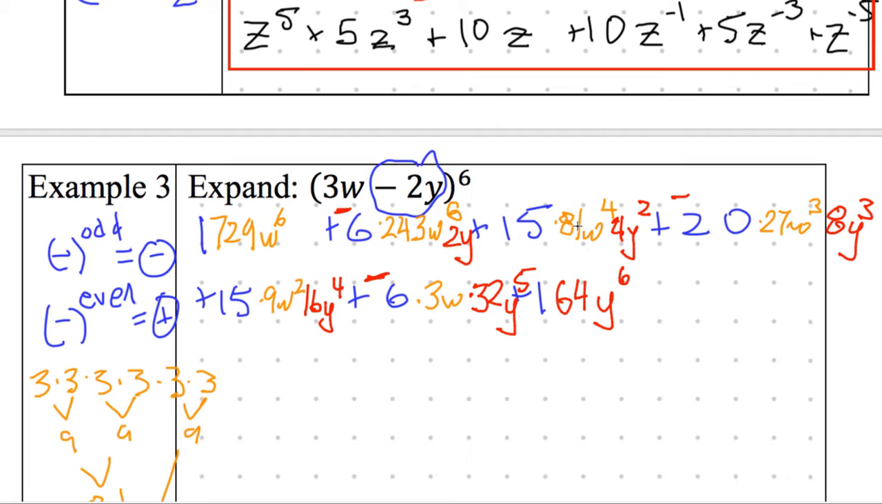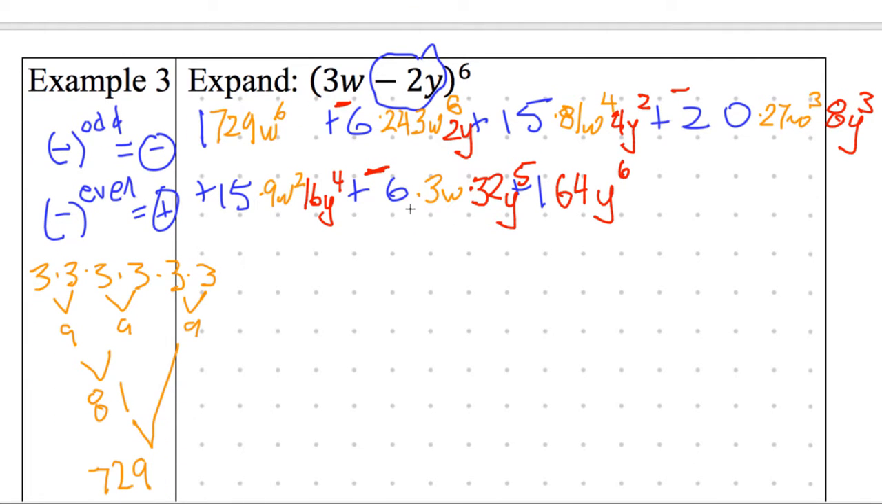I need to multiply all of these numbers out. So I need to multiply 6 times 243 times 2. And you won't have a calculator on the test nor the quiz, so get used to doing these without a calculator. I will also restrain myself and only use my head and my paper. So my final answer, and it's going to be 2 lines because it's so big, 729 w to the power of 6.